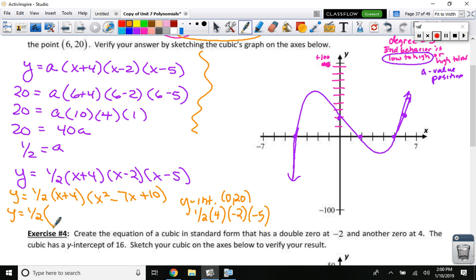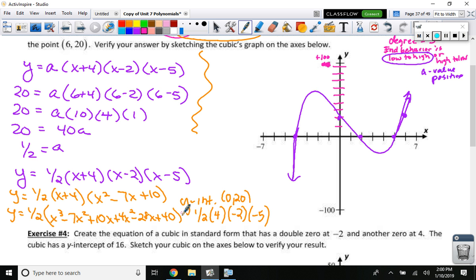So x times x squared is x cubed. x times negative 7x is minus 7x squared. x times 10 is plus 10x. 4 times x squared, positive 4x squared. 4 times negative 7, minus 28x. 4 times 10, 40. I did it that way just because I knew I was, it doesn't matter. If you have the 3 first, then you have to distribute the 3 twice. Right. It's not going to matter.